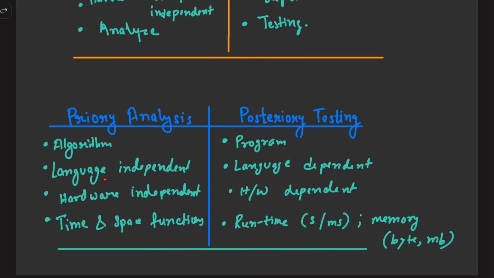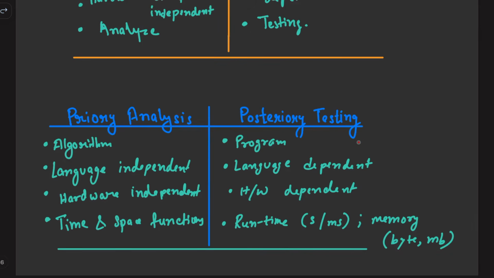It is language independent and it is language dependent, of course, because we need to write it in a programming language. It is hardware independent and it is hardware dependent. And last, we find time and space functions to find time and space complexities for an algorithm, and here we get runtime and memory in seconds or milliseconds or bytes and megabytes respectively for a program.